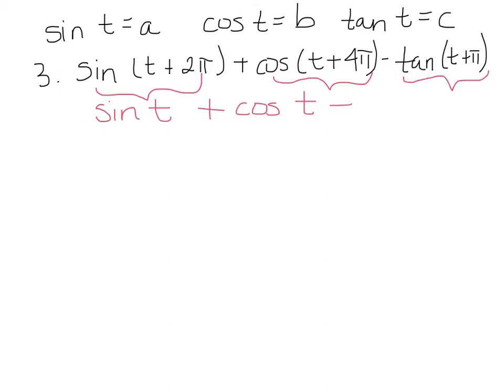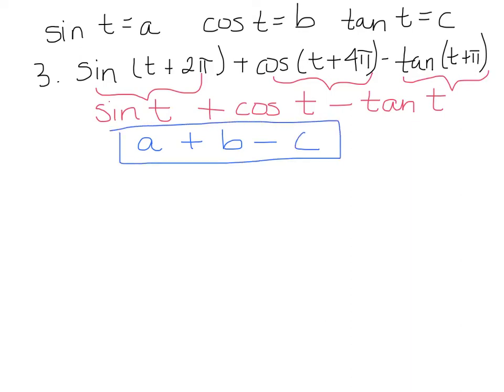Tangent, remember, repeats every pi units. So that's the same thing as going right back to its coterminal angle. And now we can substitute: sine of t is a, cosine of t is b, tangent of t is c. So that's your answer. I know it seems different when it's variables, but they want to make sure that you all understand coterminal angles.